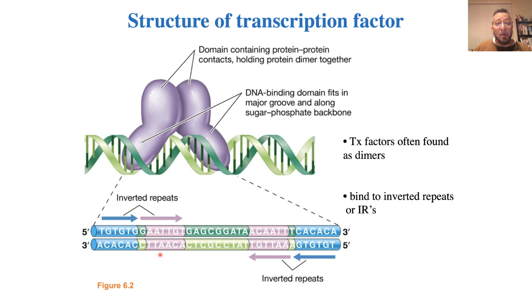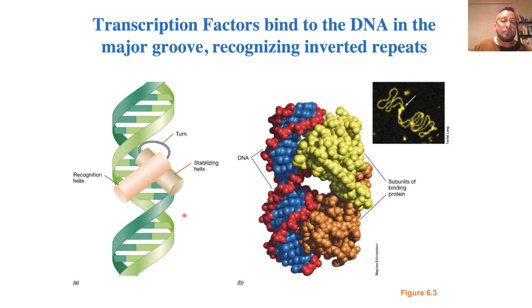Here at the bottom, we have an example of a DNA sequence that illustrates the inverted repeats that are recognized by transcription factors, shown over here by this blue and this pink arrow. Notice that the repeats are identical in both directions and therefore are able to be recognized by the transcription factor, to bring it in to do the job that it needs to do.